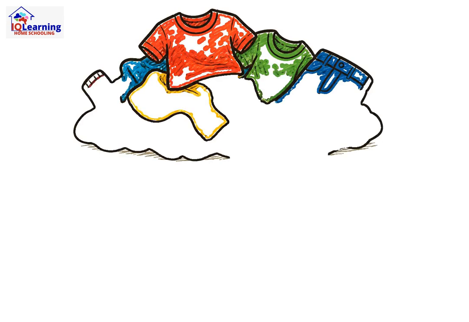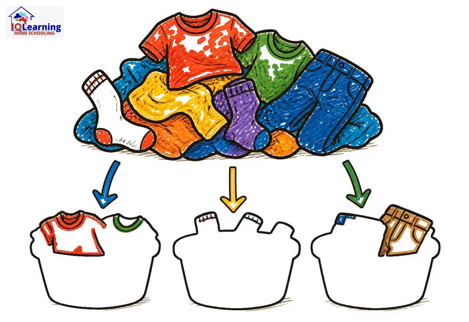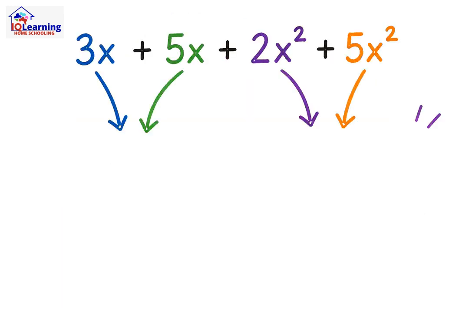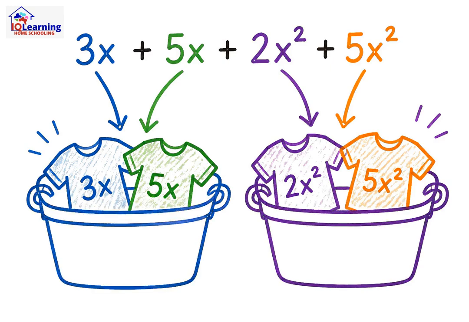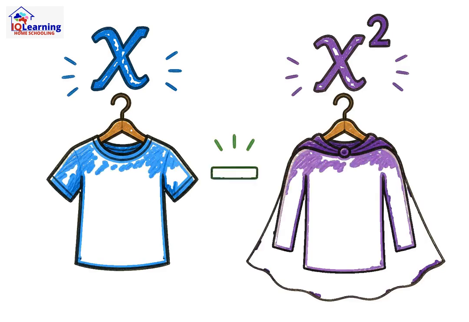Organizing a long algebra problem feels complicated, but it's really just like sorting laundry. You don't just have a pile of clothes, you have shirts, socks, and pants. In algebra, we do the same thing by grouping together what we call like terms. So what are they? Like terms are items that have the exact same variable costume.